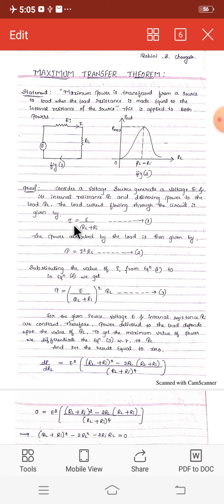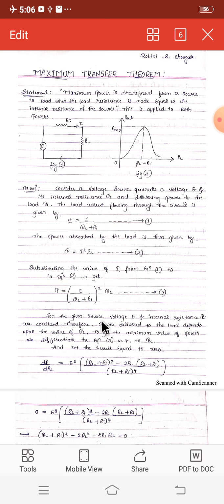See here, substitute the value of I in equation 2, because P equals I squared RL is there, no? So put I equals this value, so that becomes P equals E divided by RL plus Ri, squared, and RL as it is. Consider this as expression number 3.